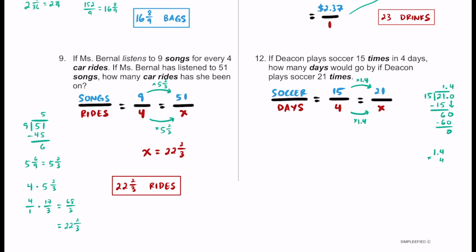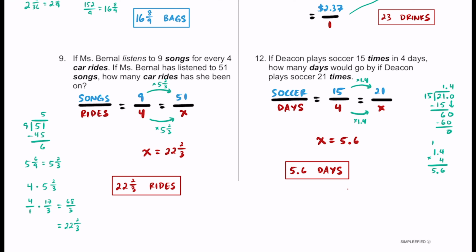I tried to show some of these calculations for some problems, but it's a lot to write down right now, so hopefully you're writing the ones that you need to. And if it's a lot of them, that's fine. You just got to get the extra practice in so you get better. So I'm finding out that X is 5.6. And so to keep the ratio or the rate here very consistent, if he was playing 15 times soccer every 4 days, if he played 21 times, then that means that 5.6 exact days would have gone by.